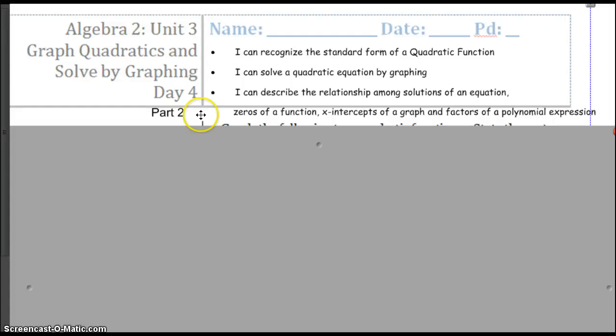Hello Algebra 2. This is part 2 of the day 4 notes, and our learning targets are the same from the beginning of our day 4 notes. So we're going to be able to recognize the standard form of a quadratic function, and you will be able to solve a quadratic equation by graphing. And third, you'll be able to describe the relationships among the solutions of an equation, zeros of a function, x-intercepts, and factors of a polynomial expression.